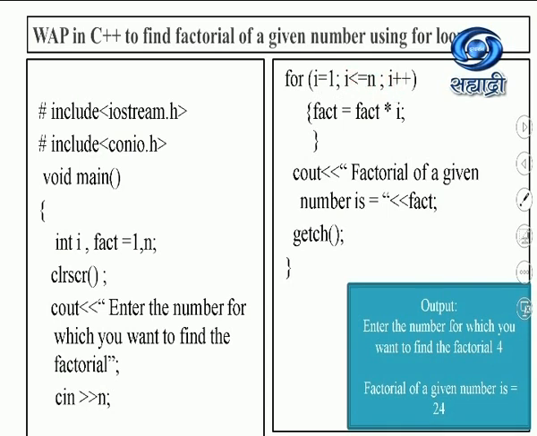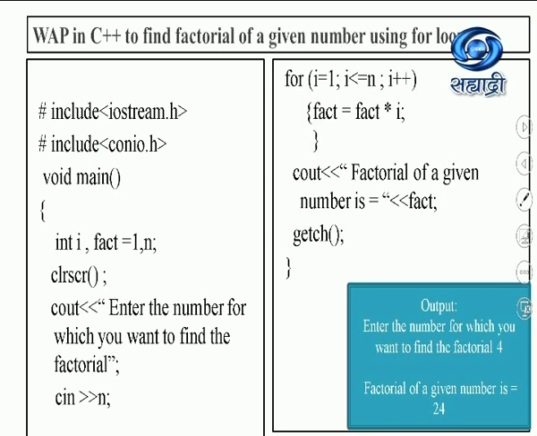For has this syntax where the first part is initialization followed by a semicolon, then the condition, and then the update. So I start with 1. Fact is initialized to 1. So I'll say fact is equal to 1 into 1. So the new value will again be stored into fact. Now i becomes 2 because of this plus plus. So it is 1 into 2. So the new value 2 will be stored in fact.